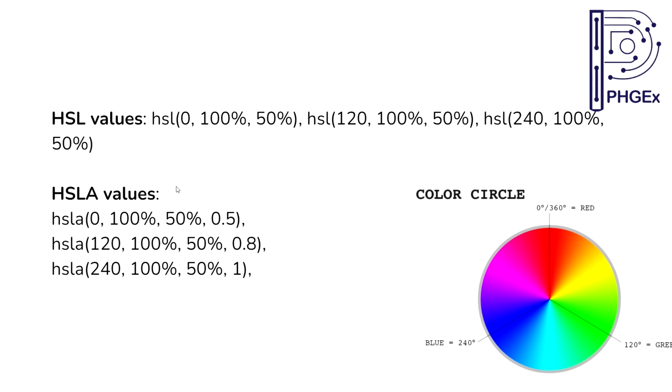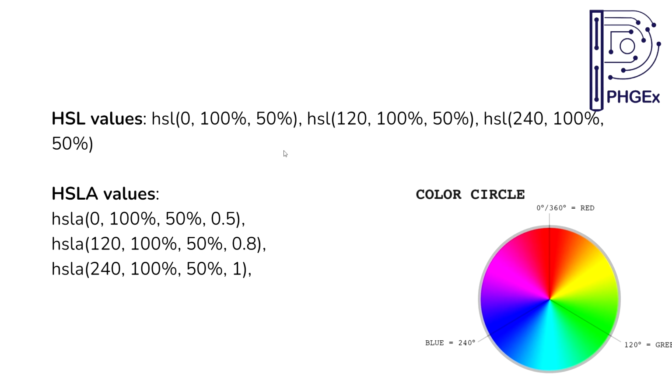The next parameter is going to be saturation, and that tells us how deep the color we have selected in the hue should be, with 100% being the full color and 0% being gray, and so the color is rendered as a shade of gray.